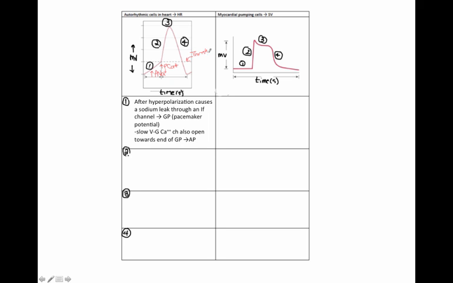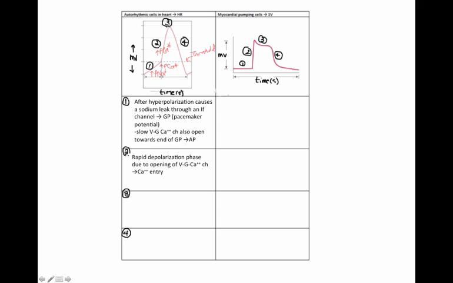And at threshold, then we have the rapid depolarization phase of the action potential. And that's caused by not sodium channels opening, which is what we're used to seeing, but a rapid increase in permeability to calcium. So this is kind of different. So in the membrane, instead of rapid voltage gated sodium channels, we have rapid voltage gated calcium channels. So for this we have increased permeability to calcium here, which causes our rapid depolarization.